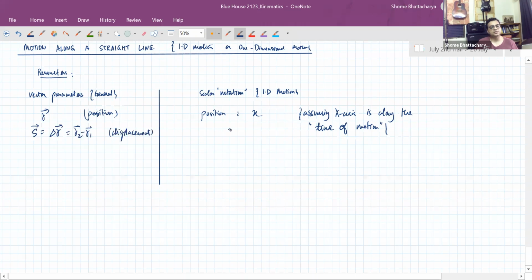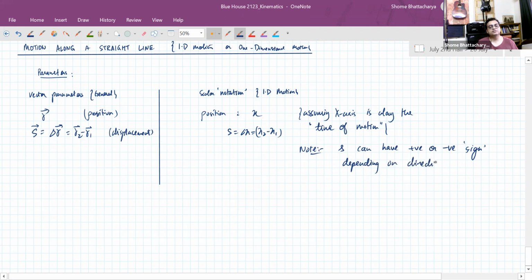So now here displacement is defined as change in x coordinate, or x2 minus x1. And the important thing here is that displacement can have positive or negative sign. Algebraic sign becomes important depending on the direction. So displacement is still a vector quantity, but because it's a one-dimensional vector, we don't need the unit vector notation. We can use a scalar notation for it, where plus and minus sign will give us the direction.